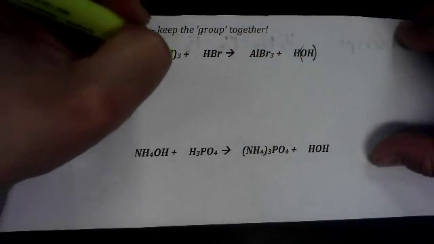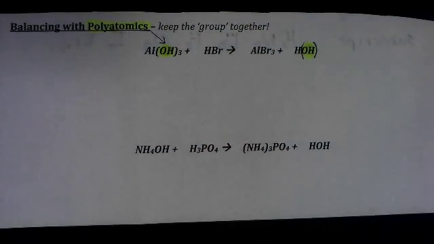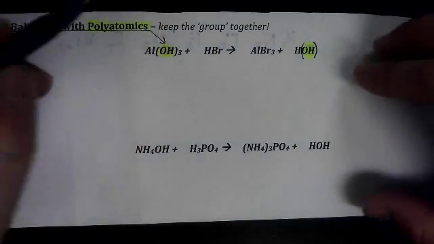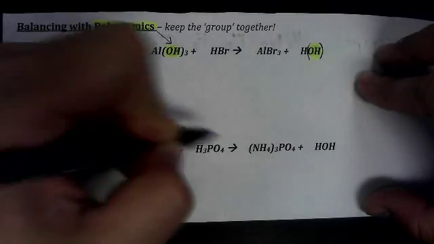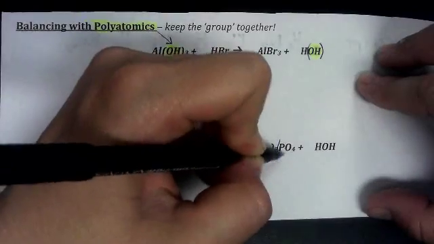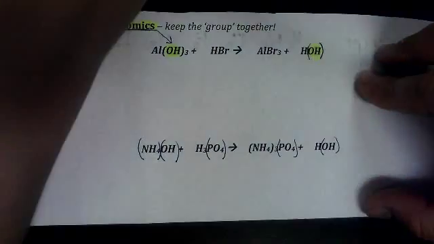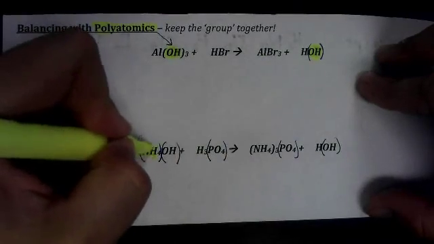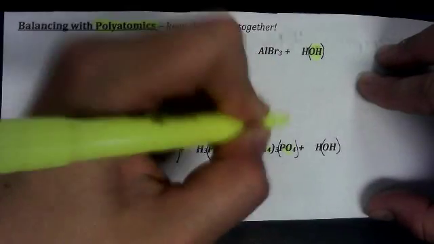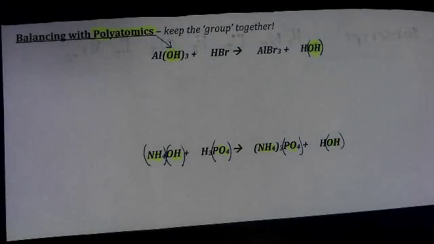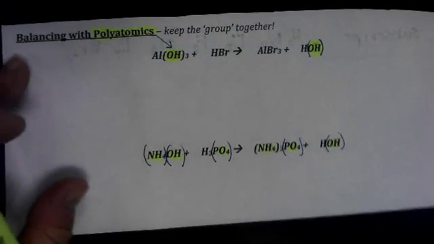I'm going to go ahead and highlight that because we're going to keep these grouped together. You don't have to separate them when you do your atom inventory. Down here, in our second equation, NH4 and OH and PO4 are all polyatomic ions. I'm going to highlight each of these because you can keep them all bundled together. You don't have to separate them when you do your balancing.